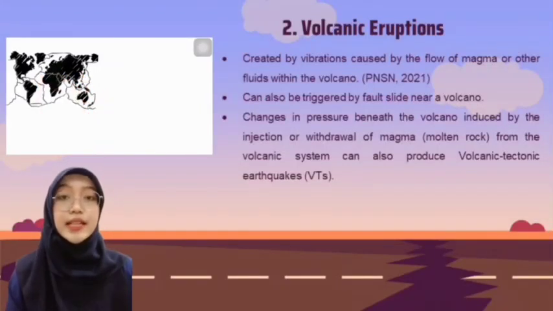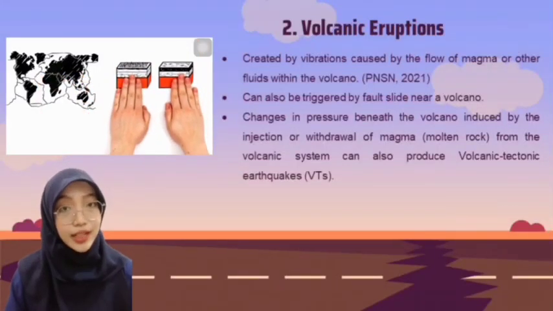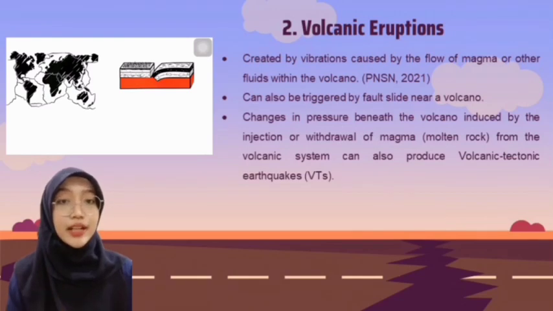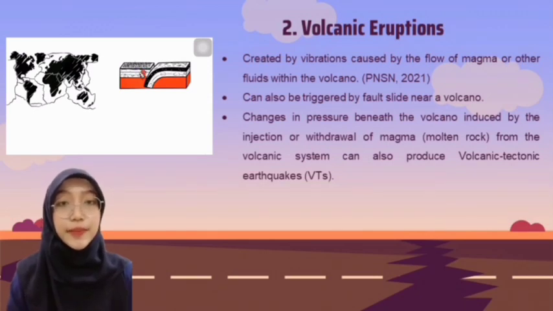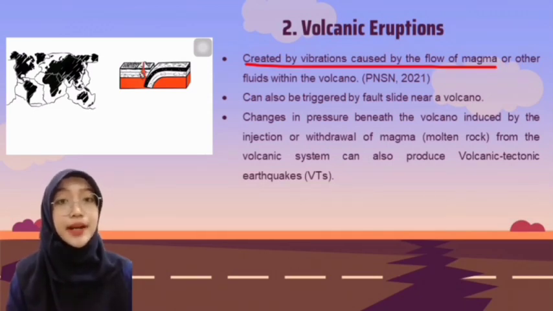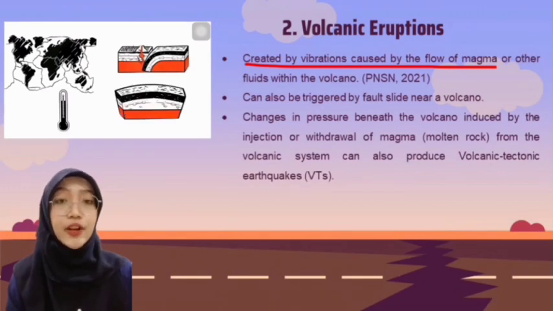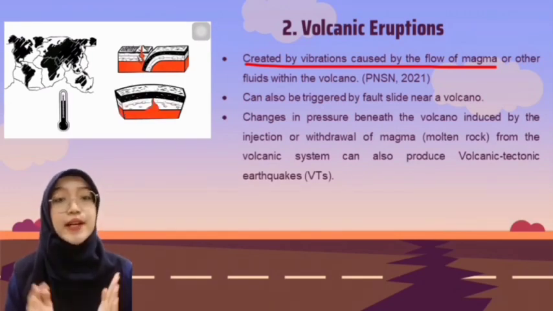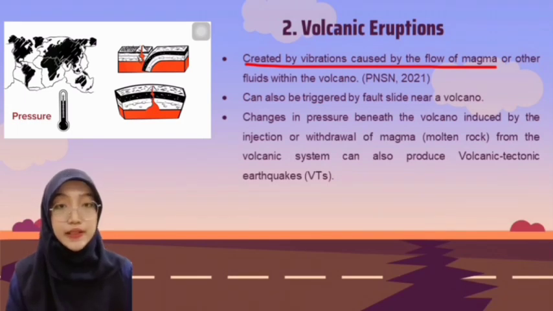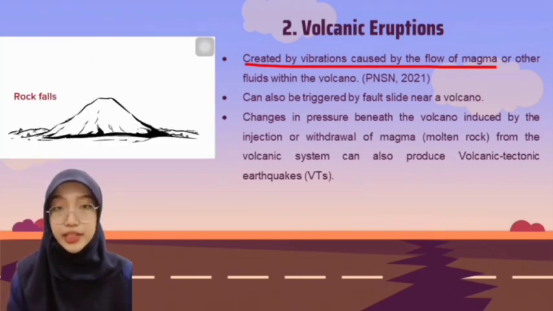The second cause that can trigger an earthquake is volcanic eruption. Volcanic eruptions can vary in strength. For your information, long-period earthquakes triggered by volcanoes are created by the vibration caused by the flow of magma or other fluids within the volcano. As the pressure within the system rises, the surrounding rock will fail and this will result in an earthquake.